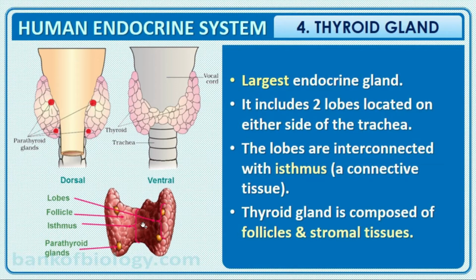And the thyroid gland is composed of so many follicles. See here, we can see a bubble-like structure, no? Yeah. So many follicles and stromal tissues. In this thyroid gland only, there is the presence of the parathyroid gland. Here see the red colored structure, the parathyroid gland. Is it clear?